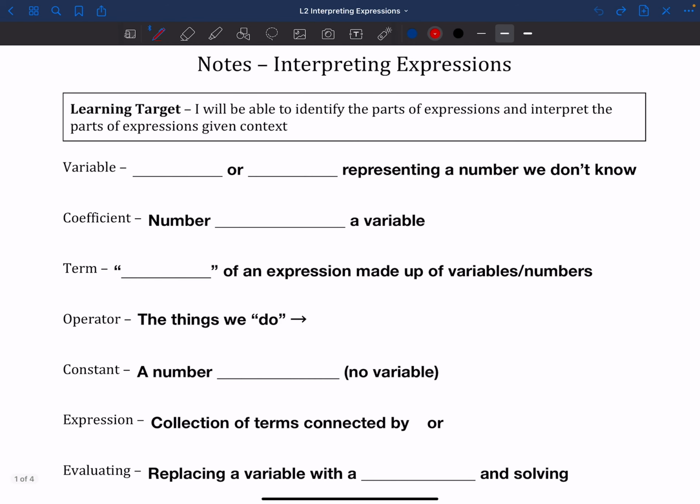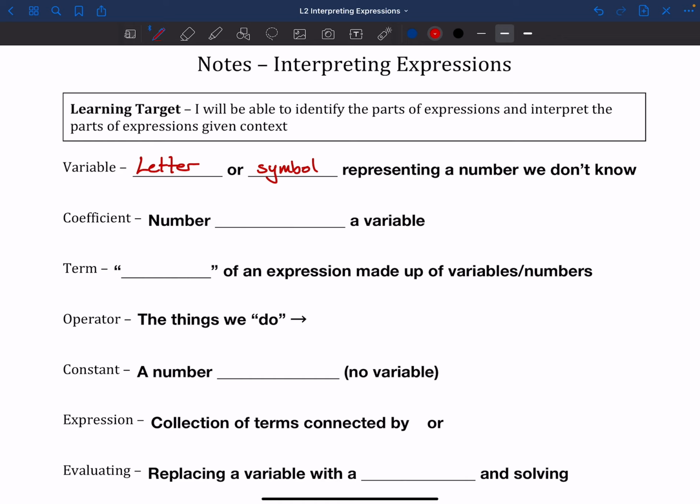So first up, we've got a variable. A variable is just a letter or a symbol that represents a number we don't know. So it might be a number that we're looking for. It might be a number that we have to take from the problem and plug in for something. But that's all it is. It's just your x's or your y's or something like that.